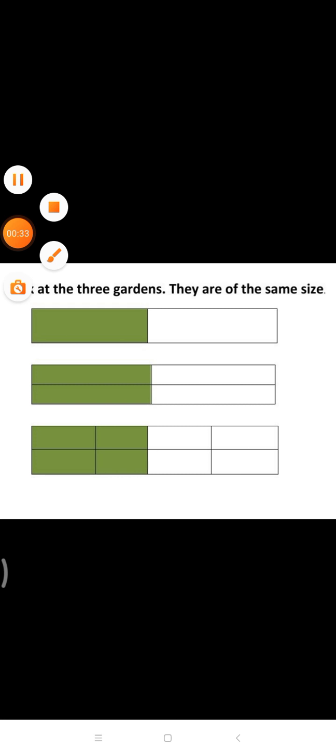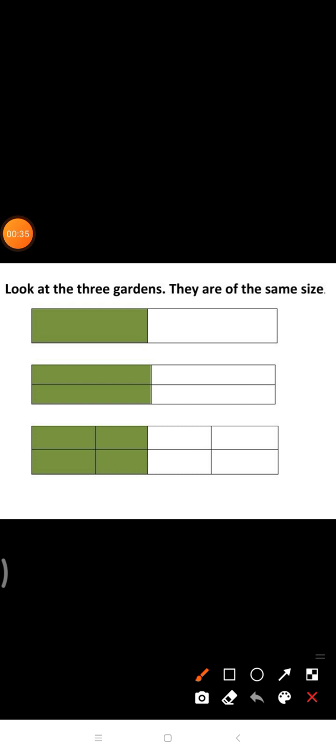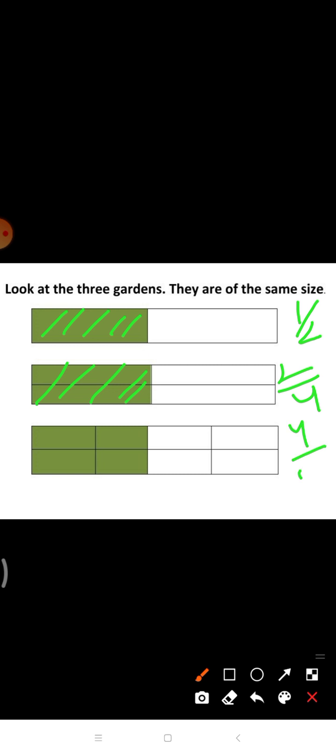Students, look at the three gardens. They are of the same size. Let's look at the first one. In the first garden, only half of the garden is filled with the green grass. In the second one, 2/4 of the garden is filled with the green grass. And in the third one, 4/8 of the garden is filled with the green grass.